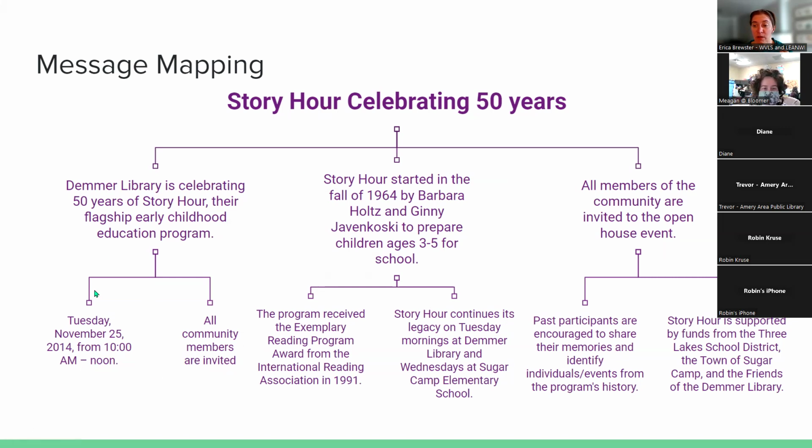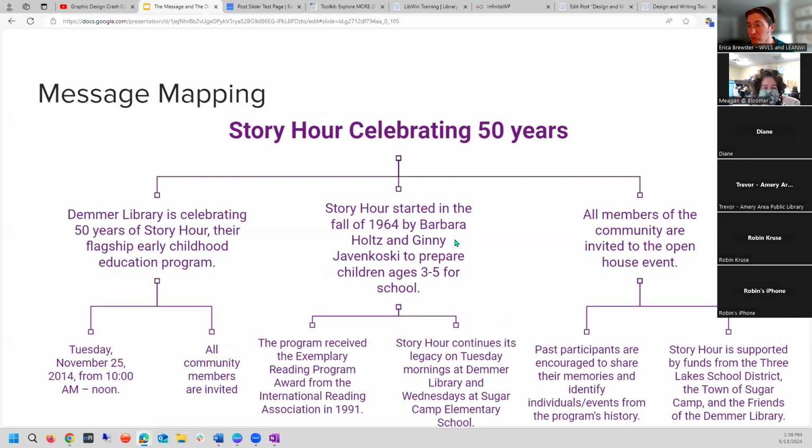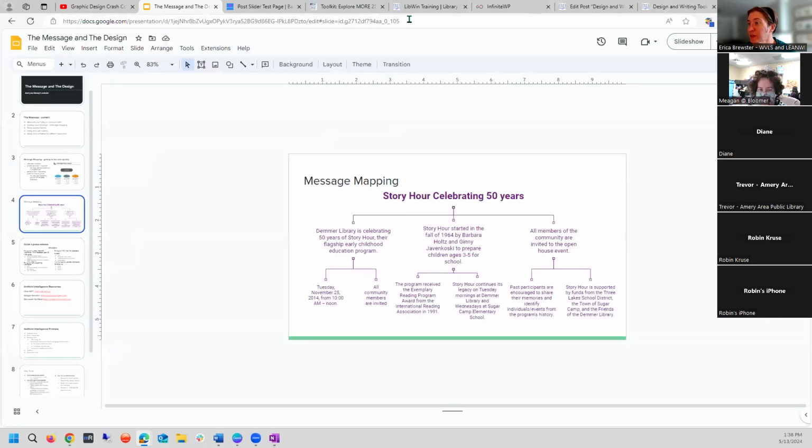So these are my hierarchy for my design. But I want to make sure my words are much shorter. Celebrating 50 years of Story Hour is repetitive here. So, celebrating 50 years. And I'm going to make this fun and engaging. Flagship early childhood education program, but I probably would not use those big words for it. I probably stick to our history of Story Hour and what's happening at the open house event.